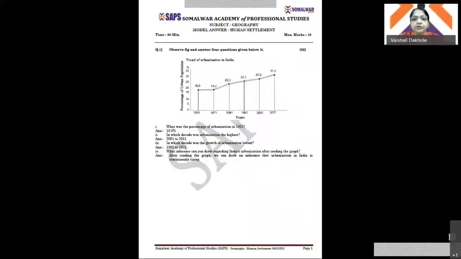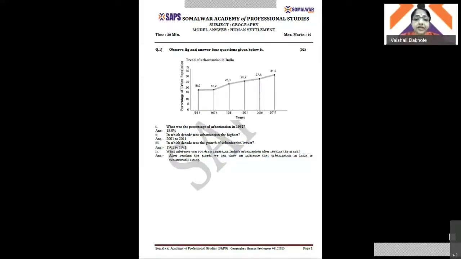From 91 to 2001, again from 25.7% to 27.8%. That is again near about 2% growth. But from the year 2001 to 2011, you will see the growth is from 27.8% to 31.2%. That is near about 5%, isn't it? So you can write the answer: the trend of urbanization was highest in the decade 2001 to 2011.